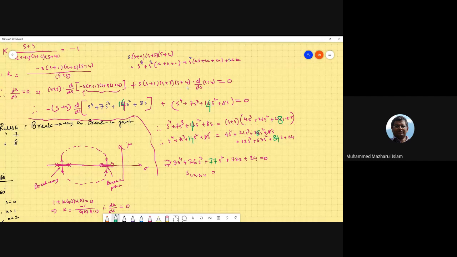And the coefficient of s will also change. It will be 84. Now possibly you can find the solutions again. Now possibly you will find the proper solution. Can you check?